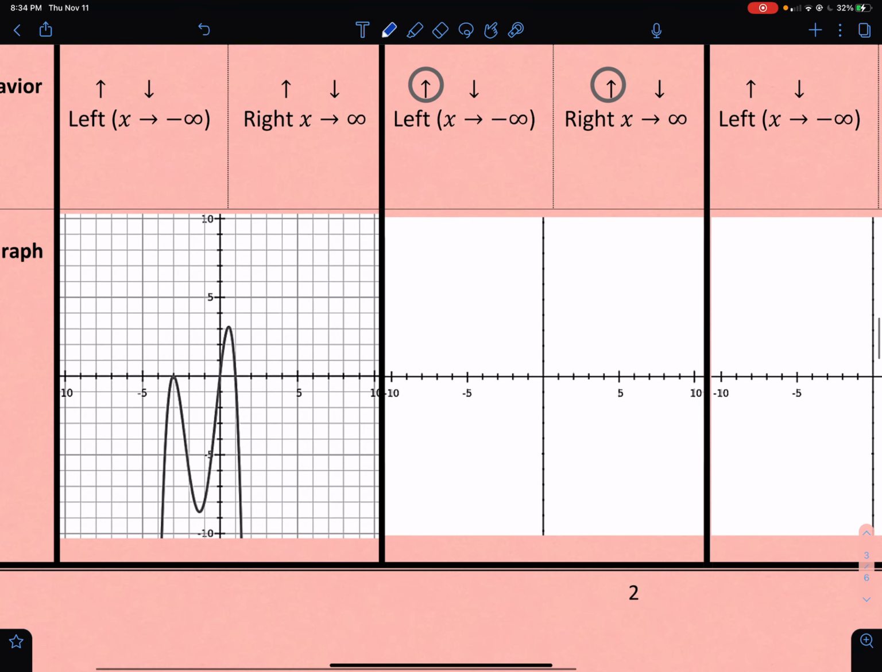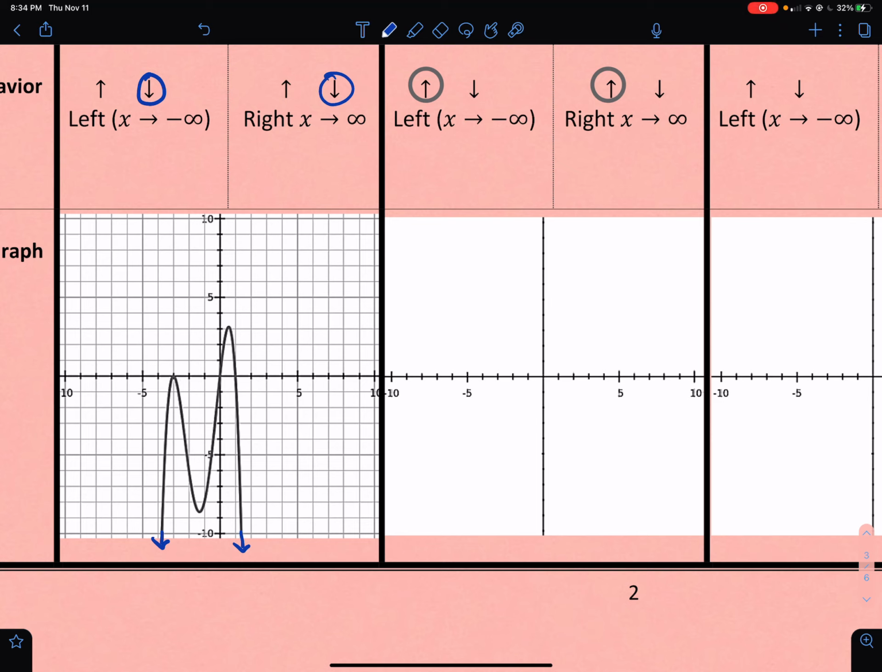All right. So looking at the graph on this one, what do you notice about the left side of the graph? Well, the left side of the graph is pointing down. What about the right side of the graph? Oh, it's also pointing down. Remember, when they're both pointing the same direction, that means there's going to be an even degree. And since they're both pointing down, that means A is going to be negative.